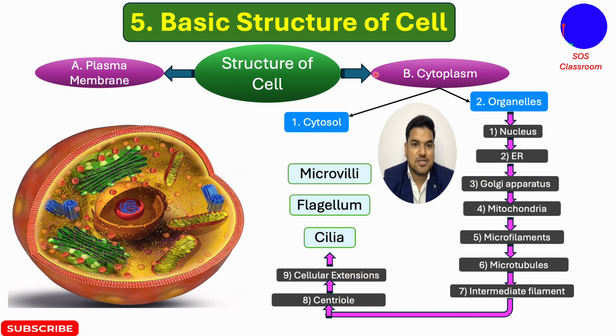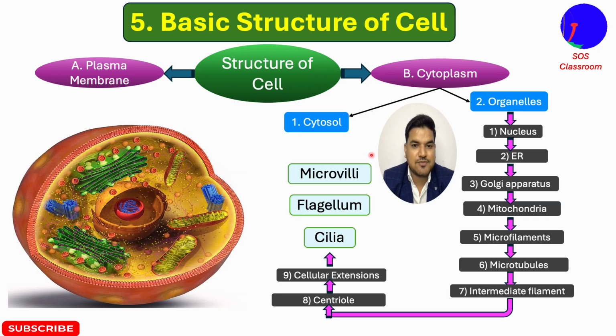The basic structure of the cell is mainly classified into two parts: the plasma membrane and the cytoplasm. The other organelles, including the nucleus, are also present inside the cytoplasm. So you can see the plasma membrane, and the cytoplasm is all the remaining contents inside the cell membrane or plasma membrane.